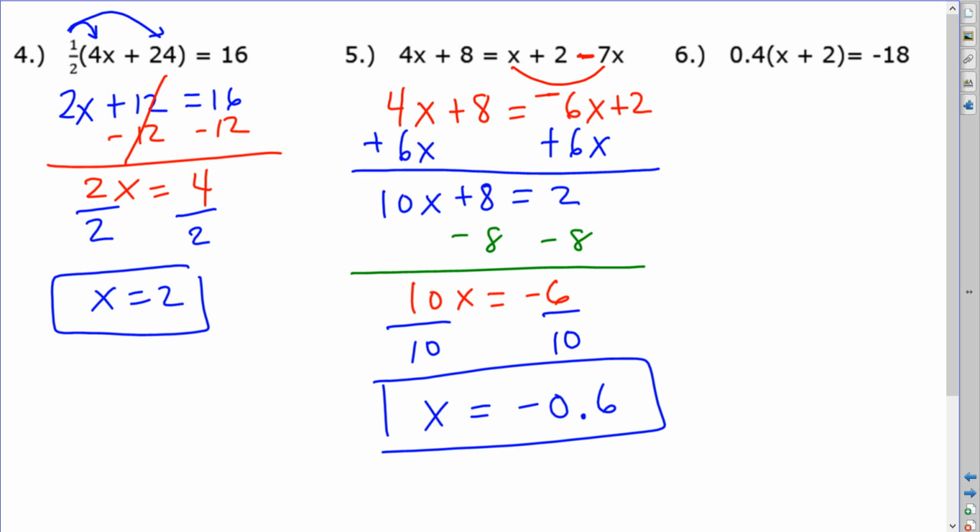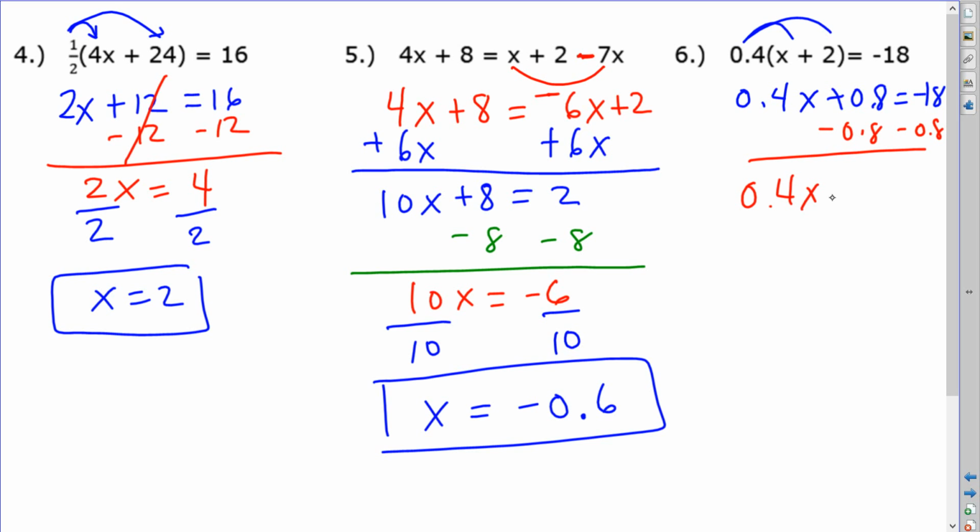All right, last one. This one contains a decimal. So 0.4 is my coefficient, and I am going to multiply that by x and by 2. So 0.4 times x is 0.4x, and 0.4 times 2 is 0.8. And I bring down the answer on the other side here. So I'm going to use my inverse operation here. Subtract 0.8 on both sides.